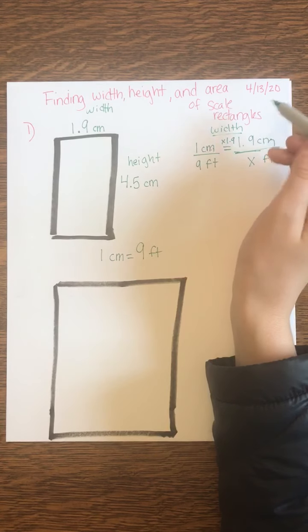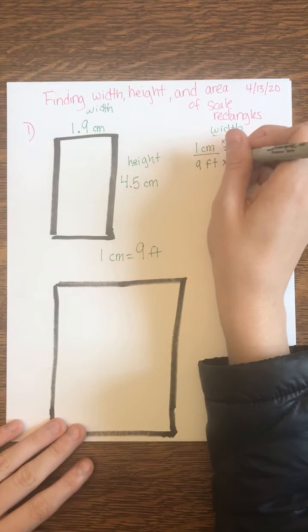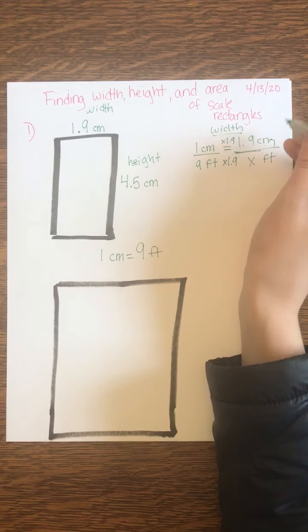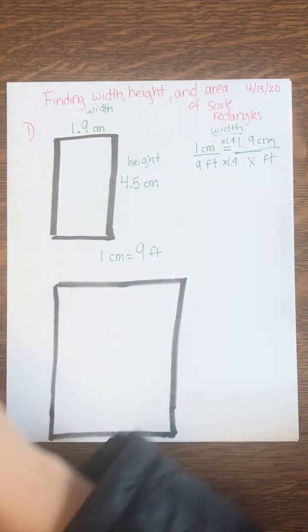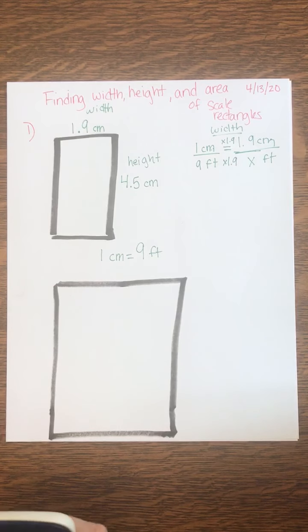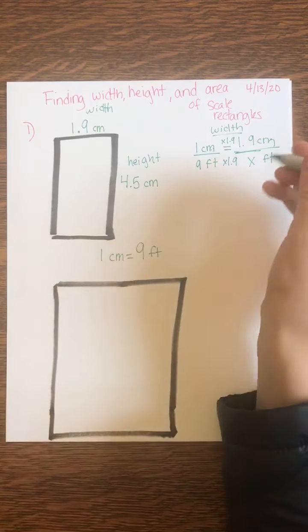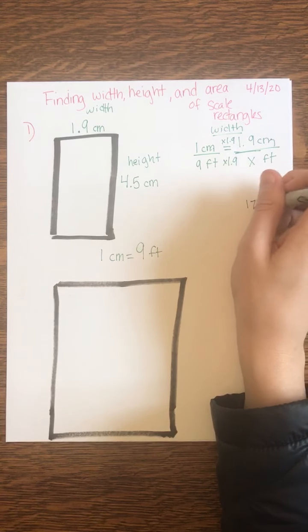And if I multiply by 1.9 in the numerator, I must do it to the denominator. So I multiply by 1.9. 1 times 1.9 is 1.9 centimeters. 9 feet times 1.9, well, I'm going to grab a calculator. And again, you guys are more than welcome to use calculators to solve. 9 times 1.9 equals 17.1. X is 17 and 1/10 feet.